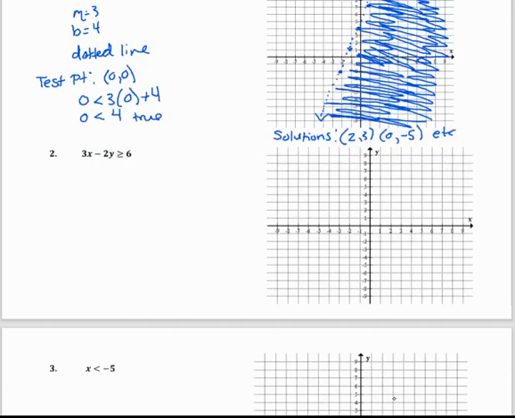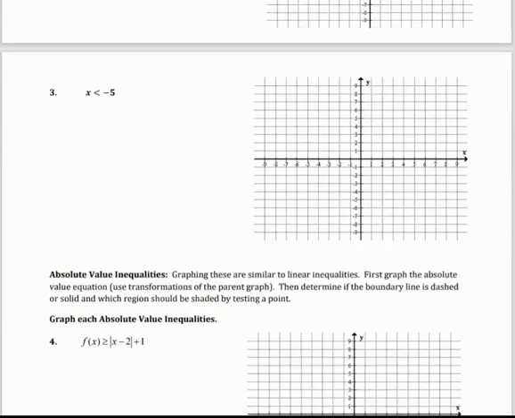Okay, you try number 2. Make sure to put that in slope-intercept form first. How about number 3? Don't be confused that this is not in the form of y equals mx plus b. Remember, when there's just an x, that's going to be a vertical line. Okay, so we're going to go to where x is negative 5. Here we are. We're going to plot that, and we're going to have a vertical line.